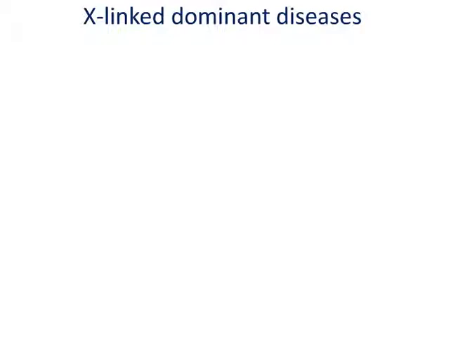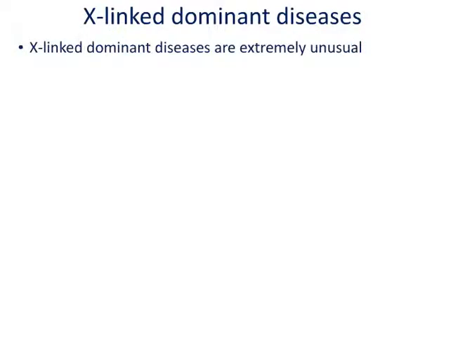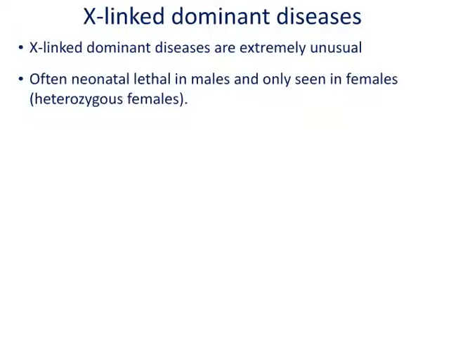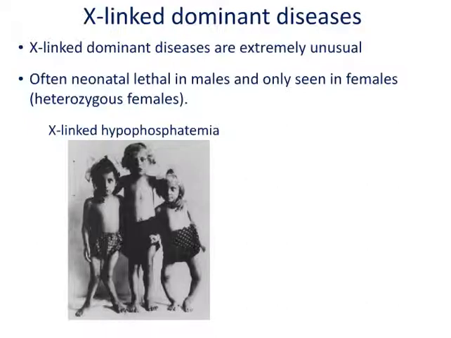Genes inherited with the sex chromosomes are called sex-linked. Genes carried on the X chromosome are known as X-linked. X-linked dominant diseases are really rare. They are often neonatal lethal in males and only present in heterozygous females. X-linked hypophosphatemia ranges from isolated hypophosphatemia to severe lower extremity bowing, causing a rickets-like phenotype.